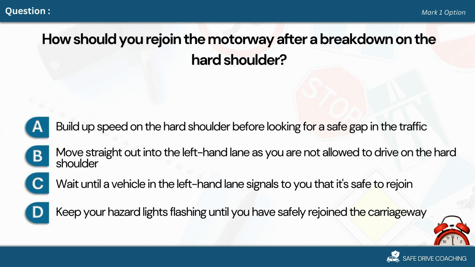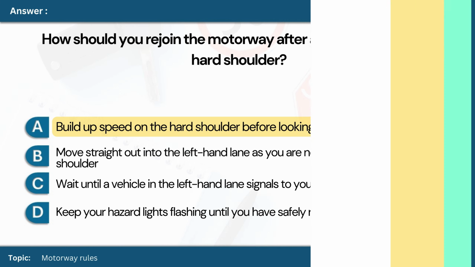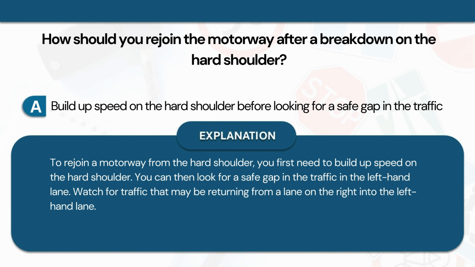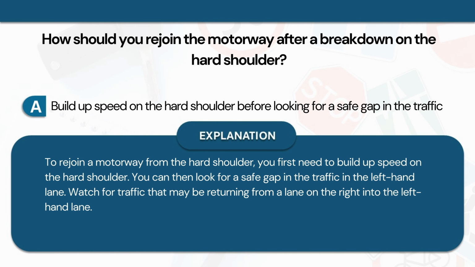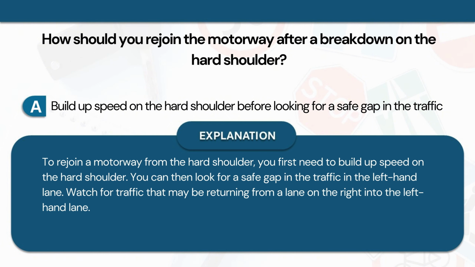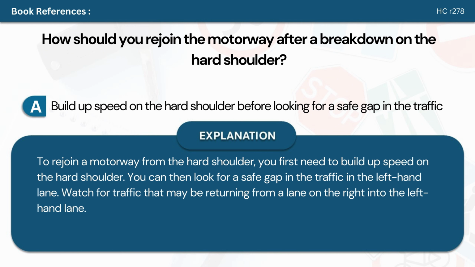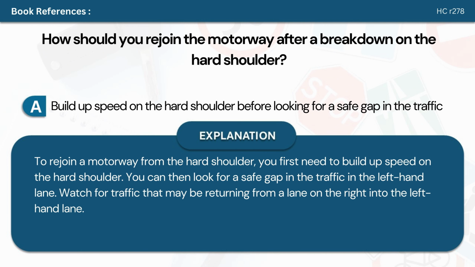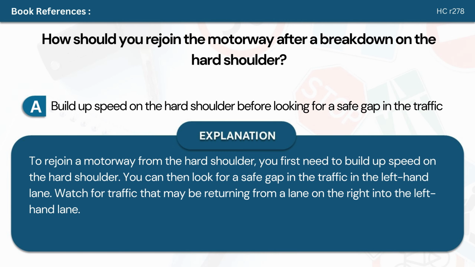The correct answer is A. Build up speed on the hard shoulder before looking for a safe gap in the traffic. To rejoin a motorway from the hard shoulder, you first need to build up speed on the hard shoulder. You can then look for a safe gap in the traffic in the left-hand lane. Watch for traffic that may be returning from a lane on the right into the left-hand lane.